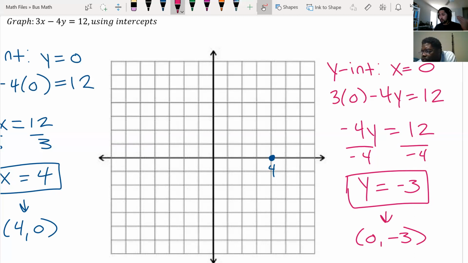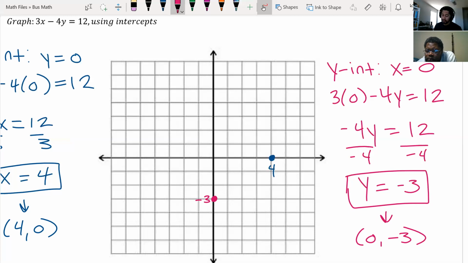Okay, so now we need to find where to plot that. So negative 3 is going to be below on the y-axis. So (0, -3) is right there. And this is one way to graph a line. If you're ever going to graph a line, one method is to graph by using the x and y intercepts.